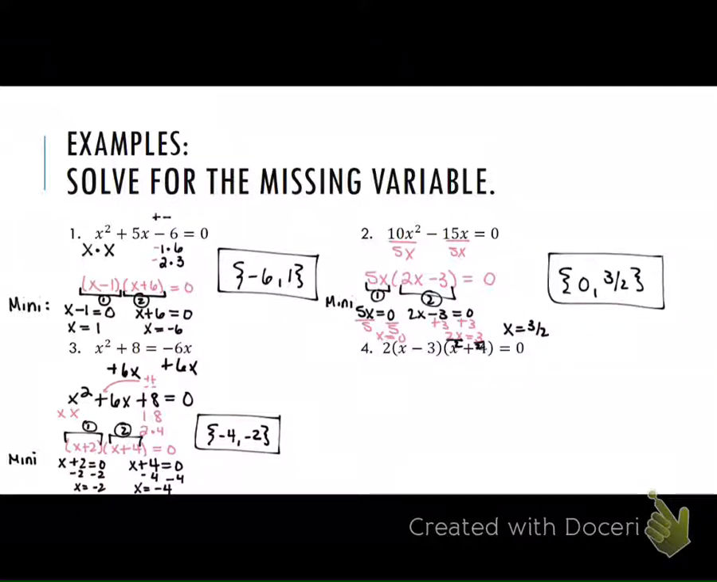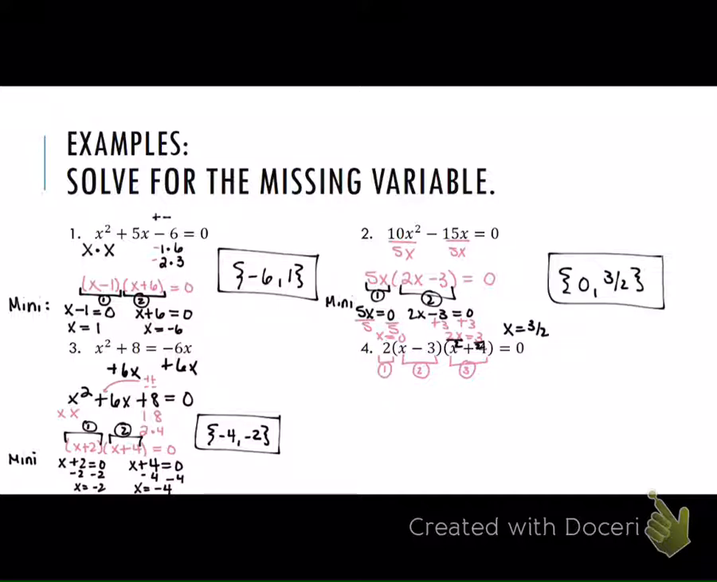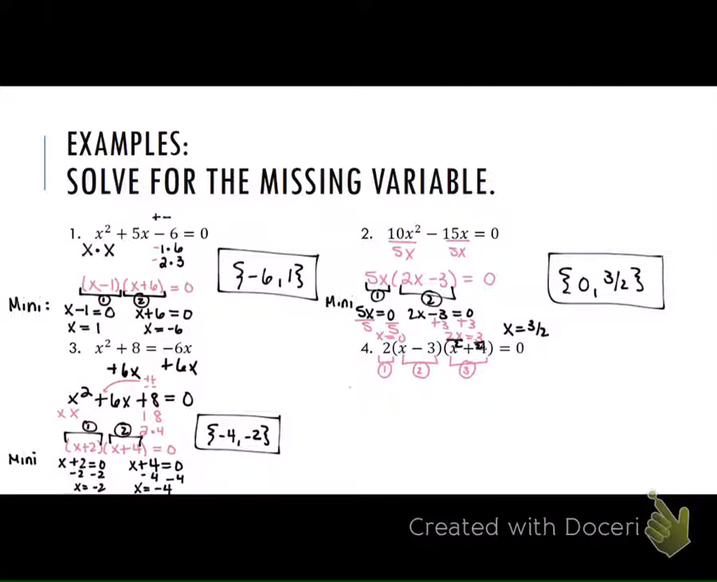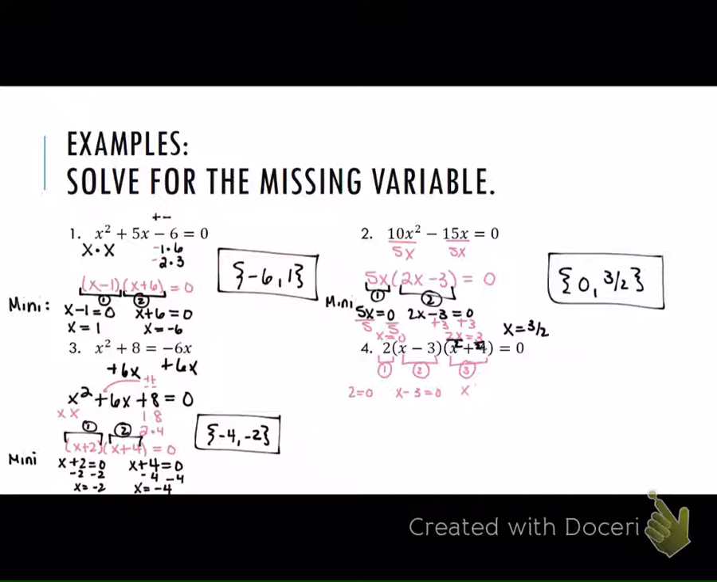So this next one here, is it already set equal to 0? Yes. Is it already factored? Yeah, we already have our mini equations, but how many pieces do you see this time? We are going to have 3 mini equations. It would be possible if it is a cubic, which you guys really won't talk about until algebra 2. But any separation of multiplication needs to be set equal to 0. So we have 2 equals 0, x minus 3 equals 0, and x plus 4 equals 0.